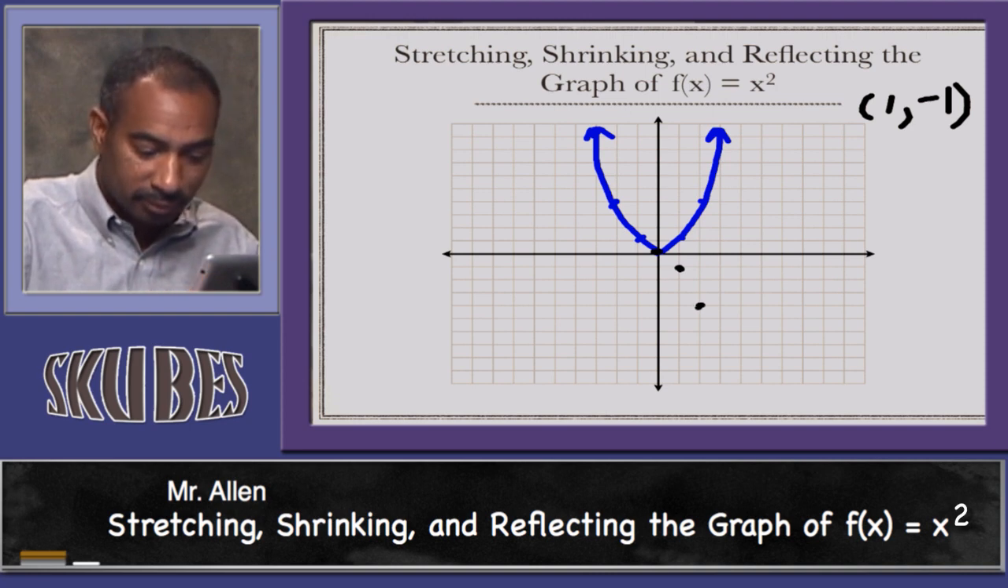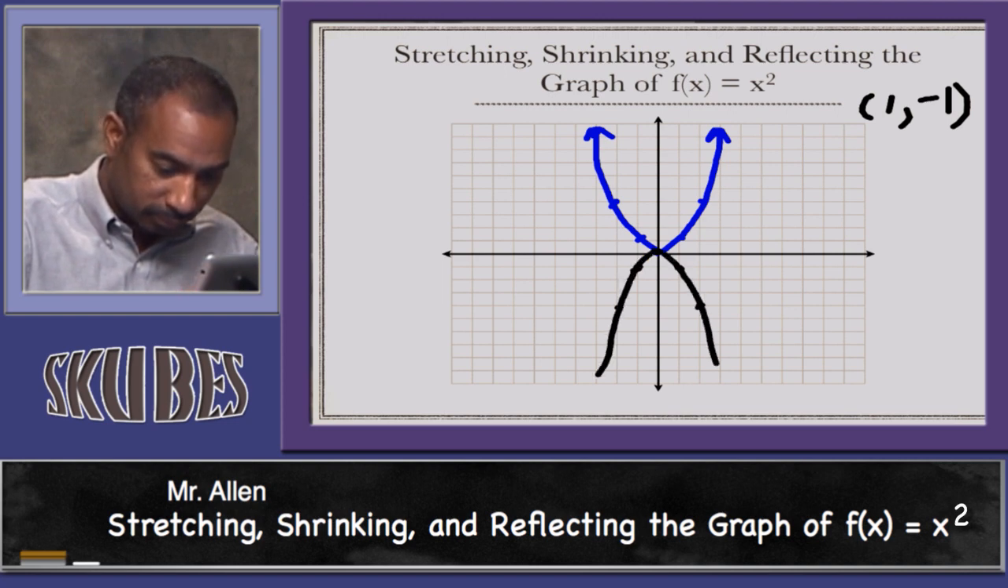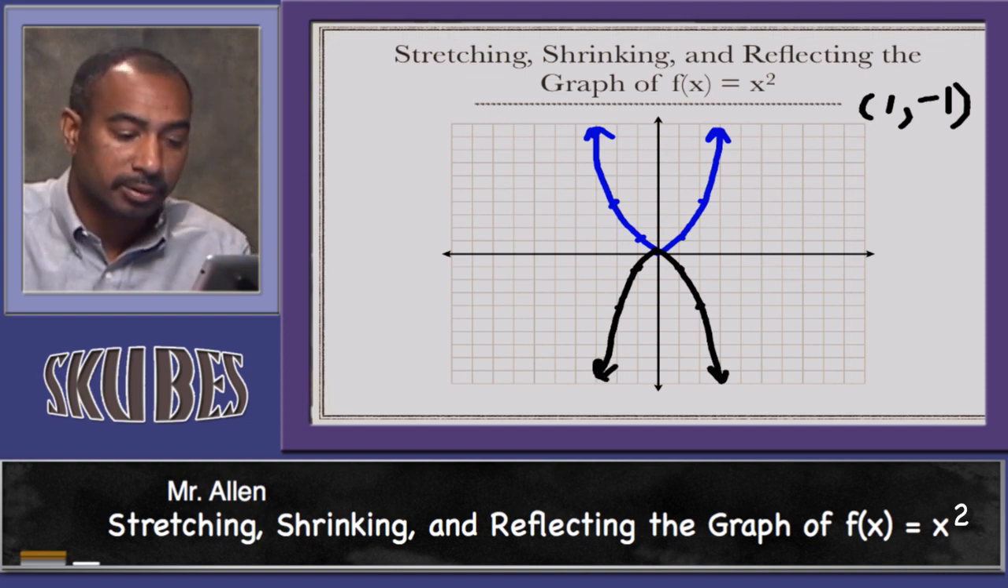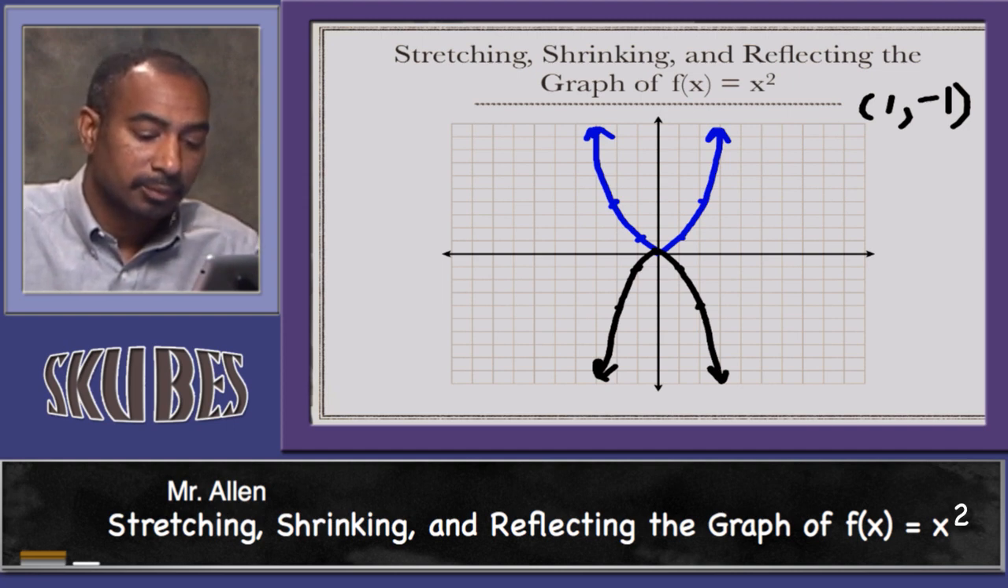And I can reflect over the y-axis, the line of symmetry there. I go over 1 unit. I went over 2 units here, so I go over to the left 2 units. And this is my graph. And if you look at it, you notice it reflects from the original graph, f of x equals x squared. So this is just a reflection.